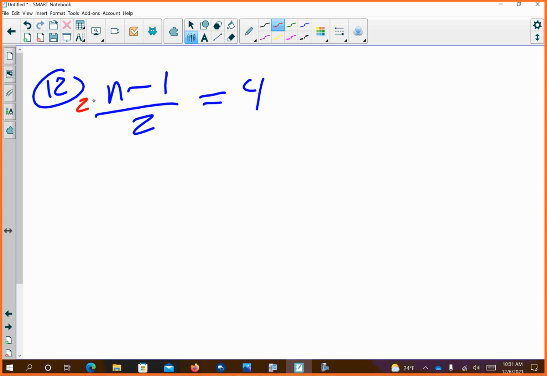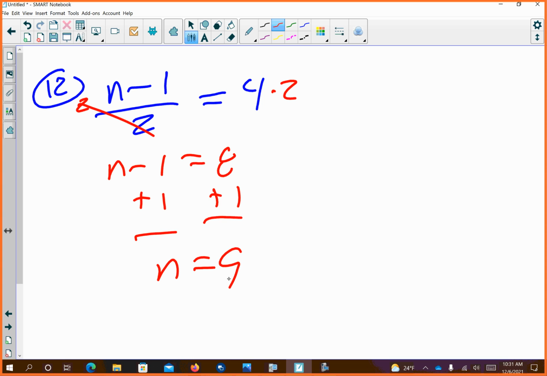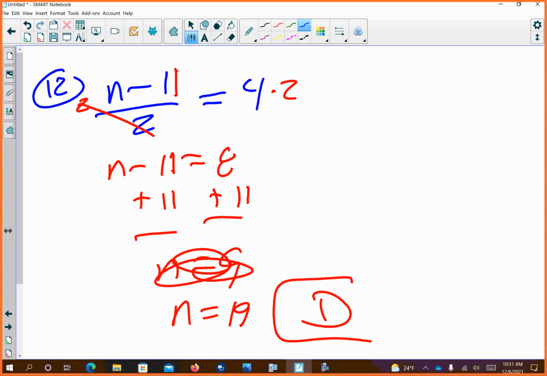All right, this one, let's multiply both sides by 2. So those cancel, so I get n minus 1 equals 8. Add 1. N equals 9. So, wait a minute, did I do that one right? Oh, this should be an 11, isn't it? Oh boy. That should have been minus 11, or plus 11. So that should have been 19. So that should have been D. Gotta write the right numbers down in order for it to work out.